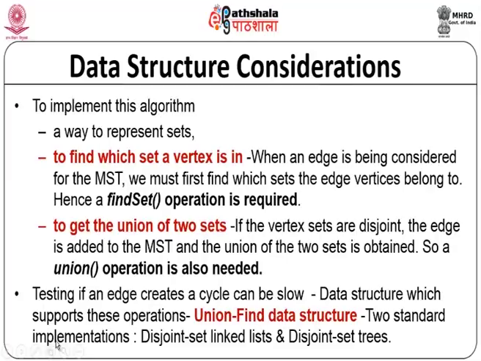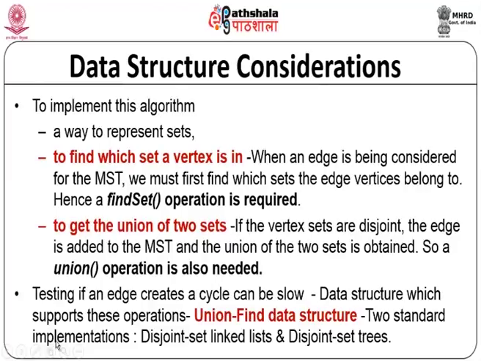So, what is the operation we need? Given a vertex, we want to find which set it belongs to. So, that is a set operation that we want. The next set operation that we want is to get the union of two sets. If the vertex sets are disjoint, the edge is added to the MST and the union of the two sets is obtained. So, a union operation is also needed.